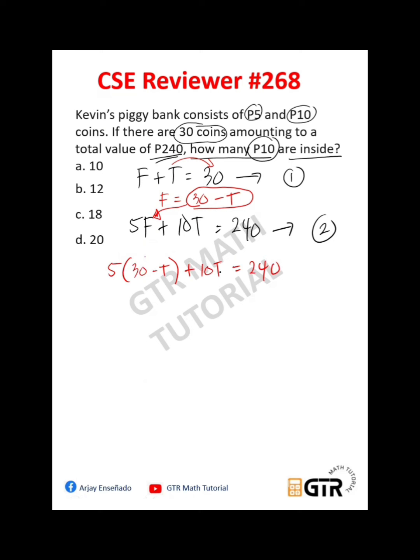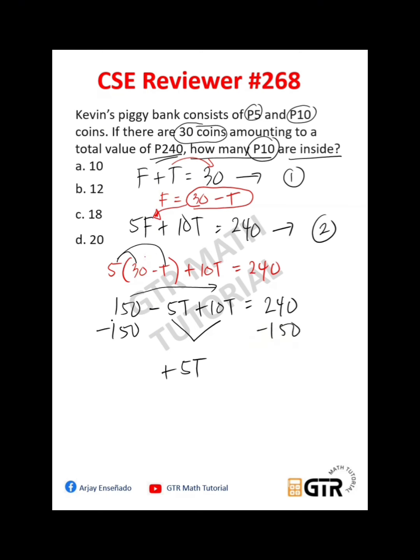Just solve for T. So distribute 5 times 30, that is equal to 150, minus 5 times T. We have negative 5T plus 10T is equal to 240. Combine negative 5T plus 10T, that is positive 5T. And then put 150 to the other side, subtract 150 from both sides. So this will cancel out. Positive 5T, or simply 5T, is equal to 240 minus 150. That is equal to 90.